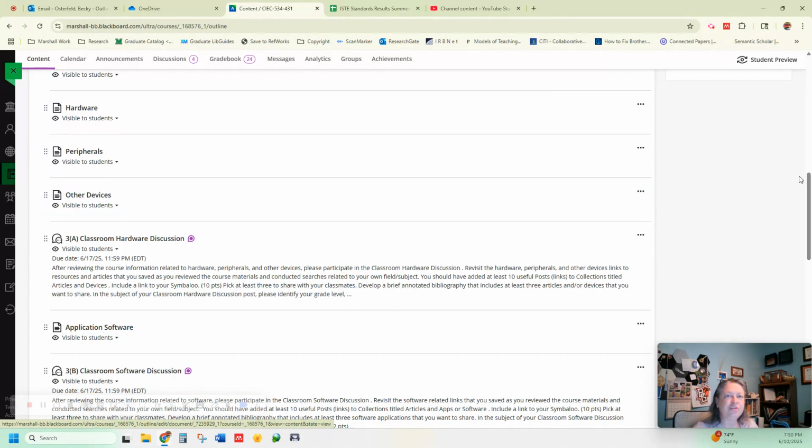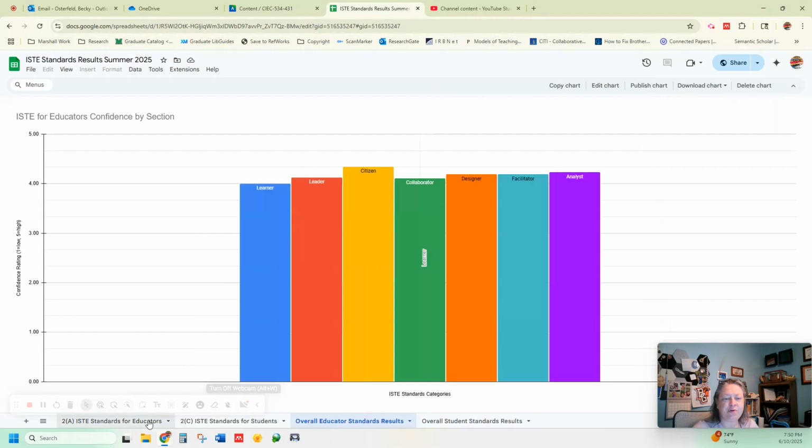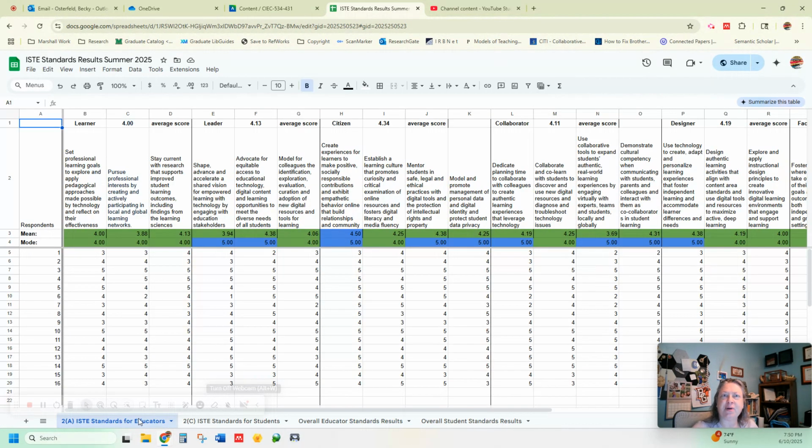And then I wanted to show you, just briefly, the results from the ISTE standards for both educators and students. You took those 2 surveys last week. You had 24 questions over the educator standards and then 28 questions over the standards for students. And in each case, you marked a 1 as strongly disagree, and a 5 was strongly agree on how confident you were with those particular standards.